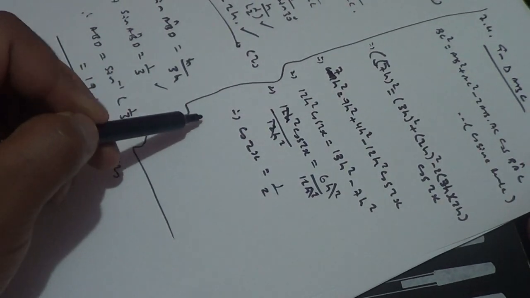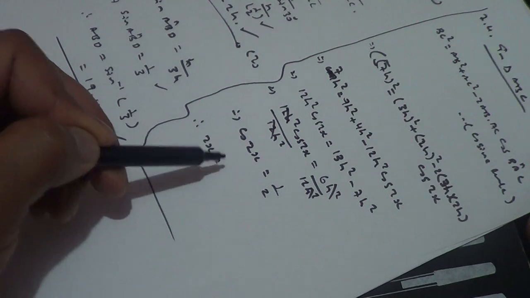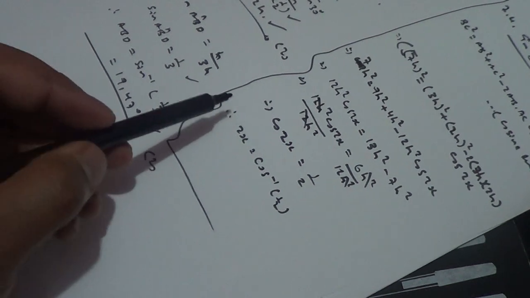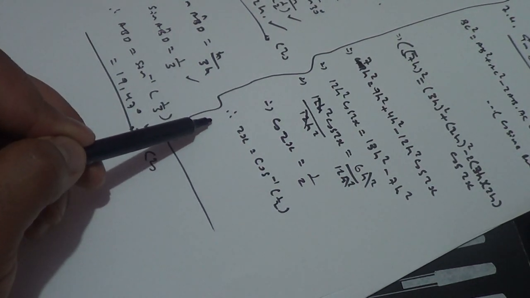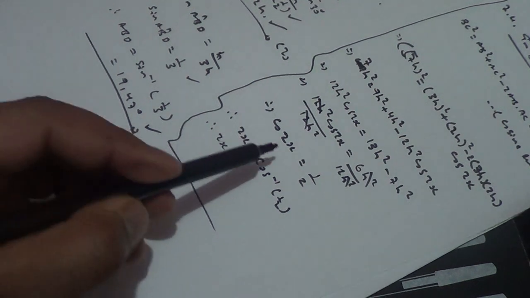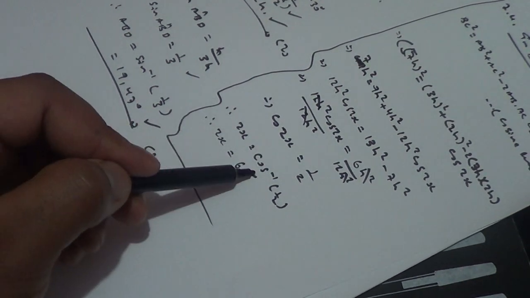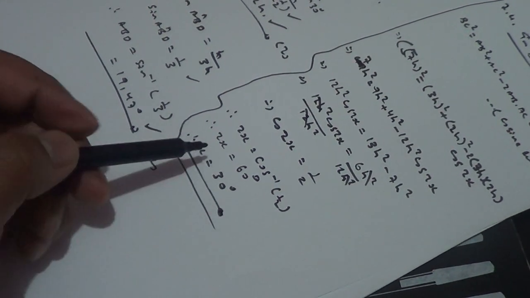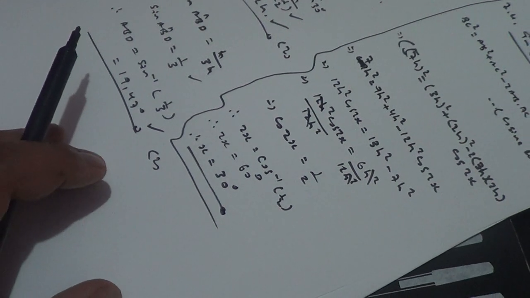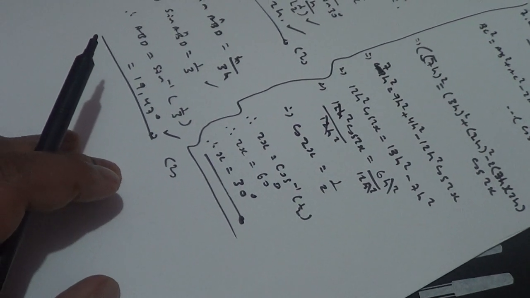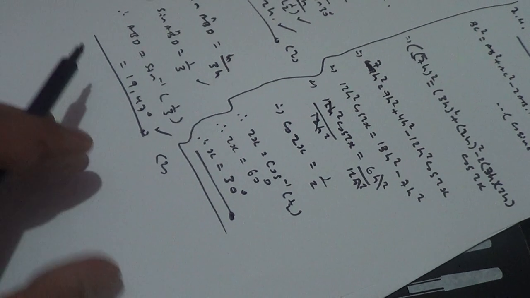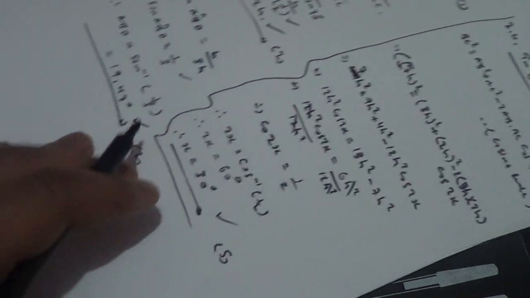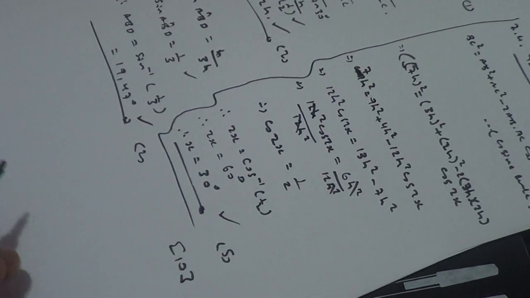So what do we know? Therefore 2x is going to be equal to arc cos of a half. This one is 60 degrees from special angles, therefore our x is going to be 30 degrees. Okay, great stuff. So that is how you can get your 5 marks here. Just going to stop it here before we stall too much.